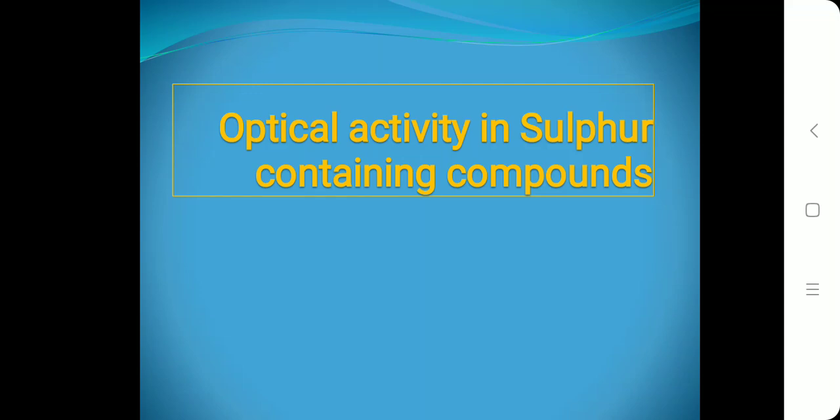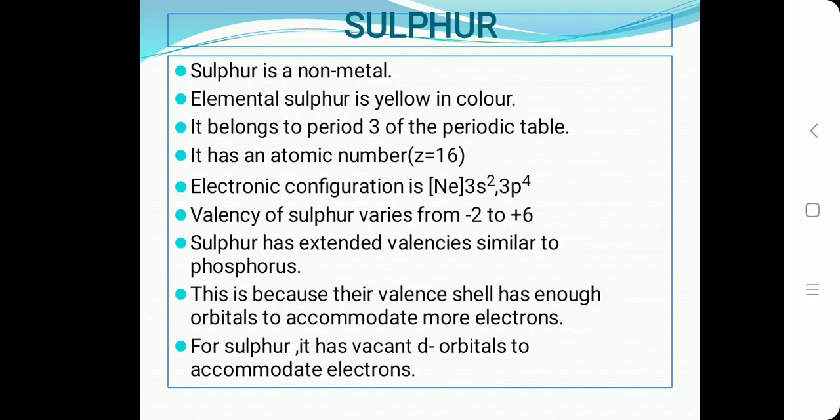Today let us learn about optical activity in sulfur containing compounds. Sulfur is a non-metal. Elemental sulfur is yellow in color. It belongs to period 3 of the periodic table. It has an atomic number 16 with electronic configuration neon 3s2 3p4. The valency of sulfur varies from -2 to +6. That is, we can say that sulfur has extended valencies, which is similar to phosphorus.